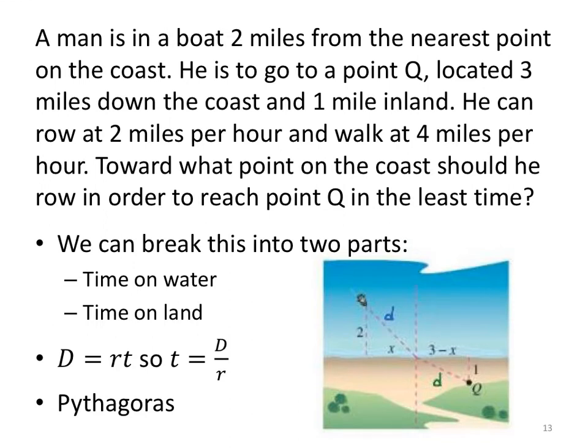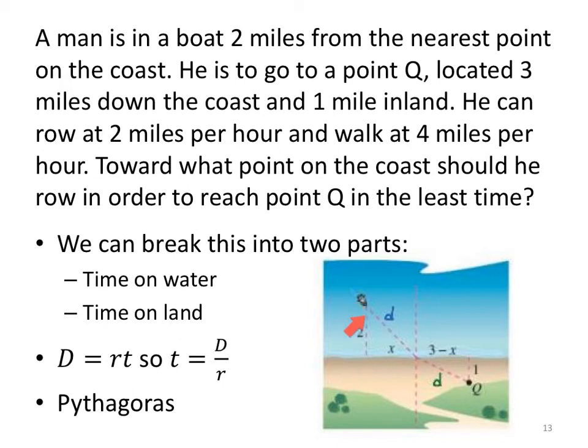Alright, a man is in a boat 2 miles from the nearest point on the coast. He is going to a point Q located 3 miles down the coast and 1 mile inland. He can row at 2 miles per hour and he can walk at 4 miles per hour. Toward what point on the coast should he row in order to reach point Q in the least amount of time?